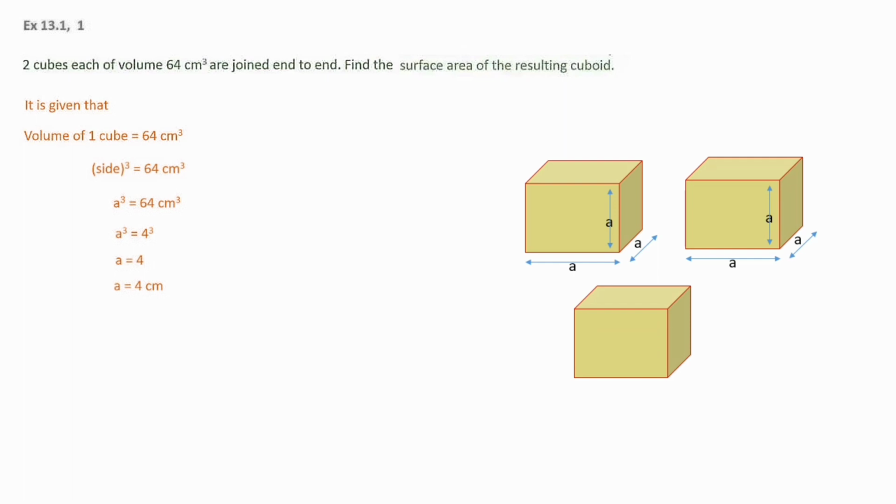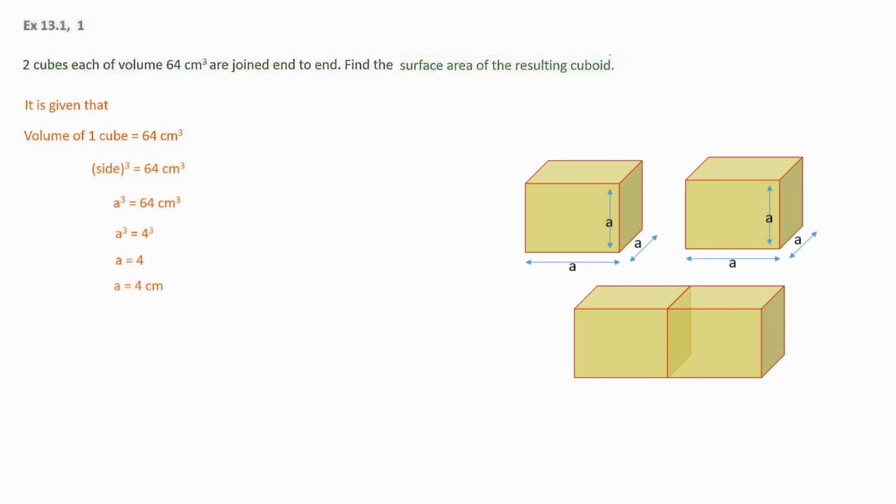Means according to the condition, the two cubes are joined end to end. So the first cube is here and the next cube is joining to one end. So we will get a cuboid like this. And next what we have to do is we have to find out the surface area of the cuboid. Surface area of cuboid formula we know, 2 into (LB plus BH plus LH). Means we need length, breadth and height.